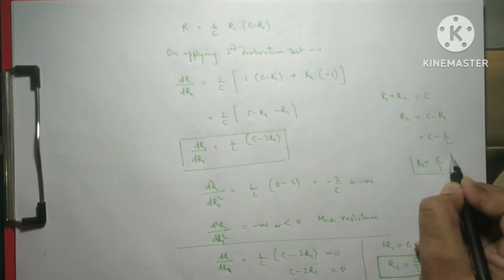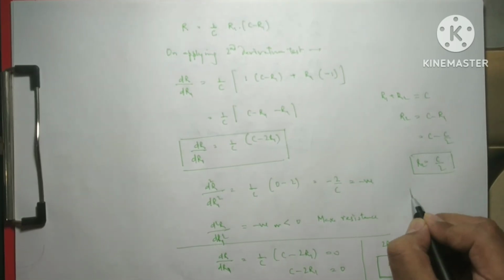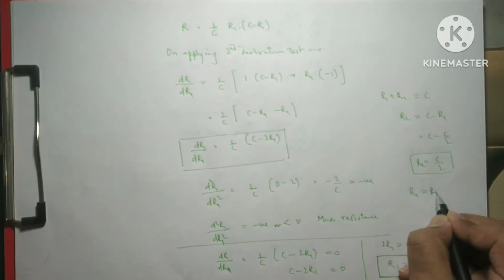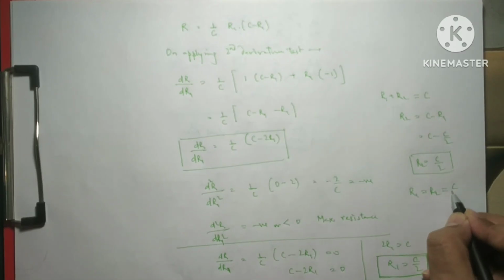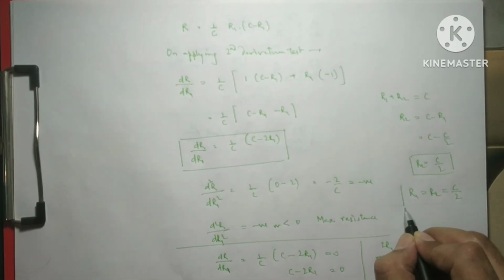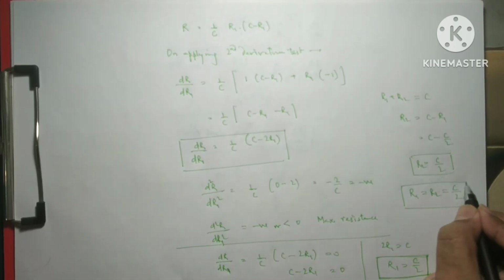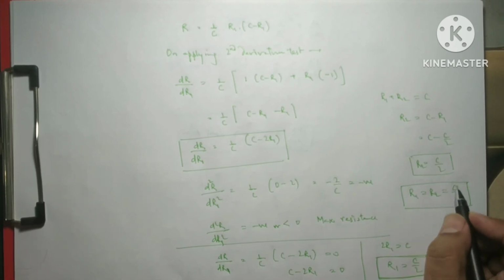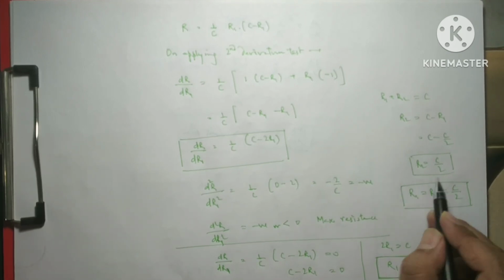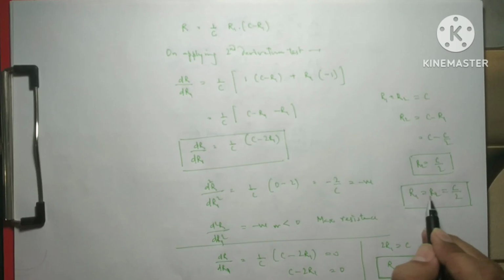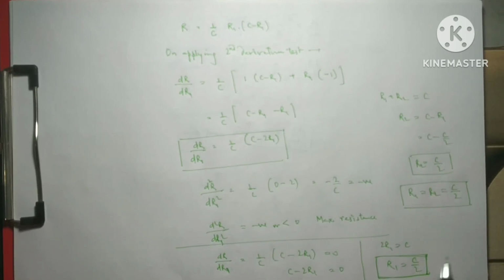So the values of R1 and R2 both are equal, and when these values are equal, then if we combine these two resistors in a parallel system, the resistance will be maximum.